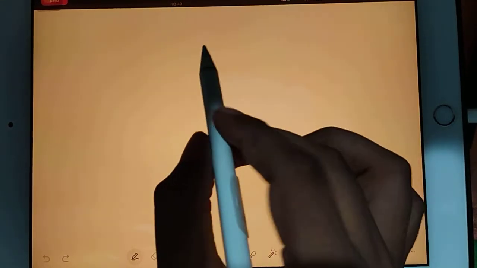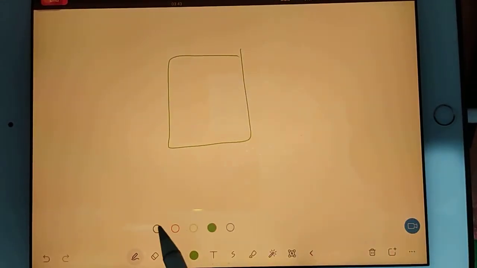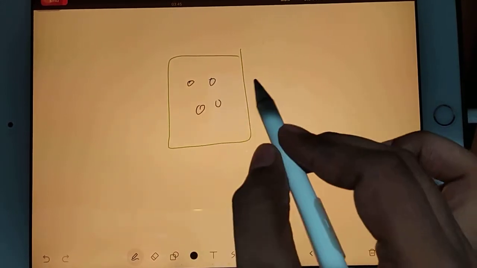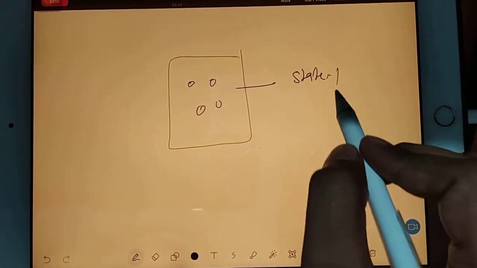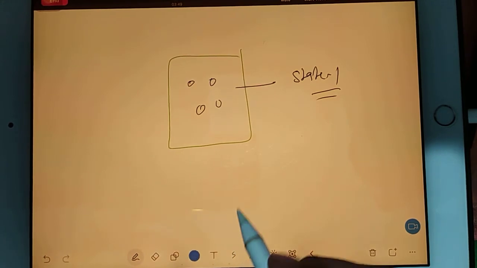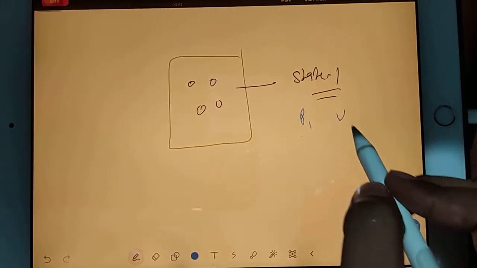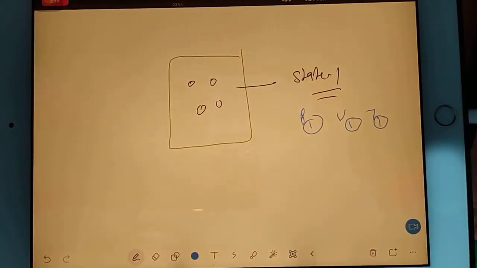I'm taking a question. Suppose you have a chamber. In this chamber, you have a certain amount of gas, and I'm keeping this chamber at state 1. State 1 means all the properties I will put like 1, 1, 1 like this. This 1, 1, 1 is known as a state.